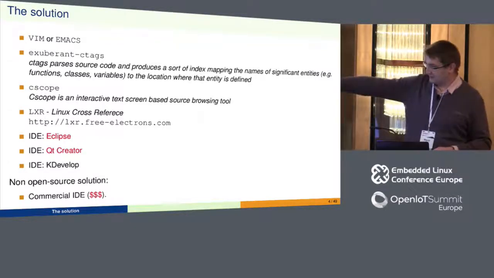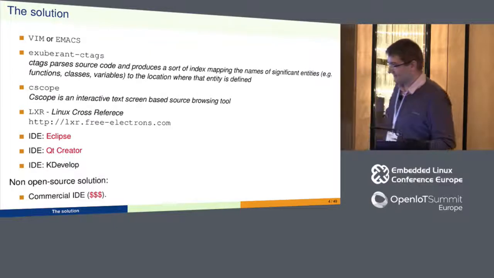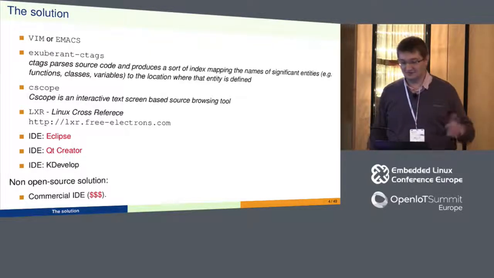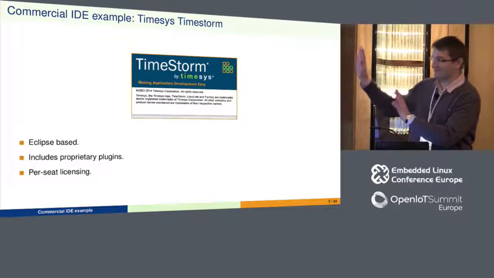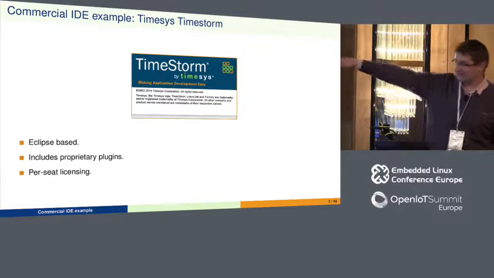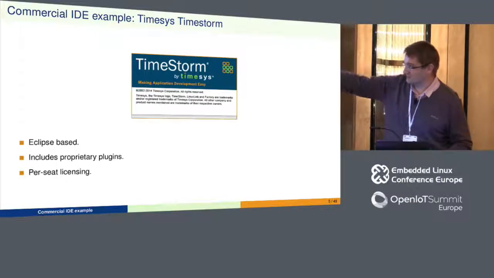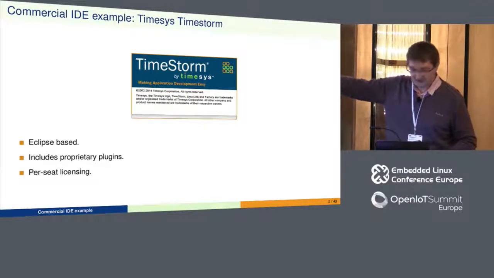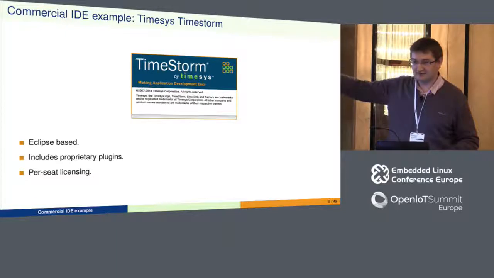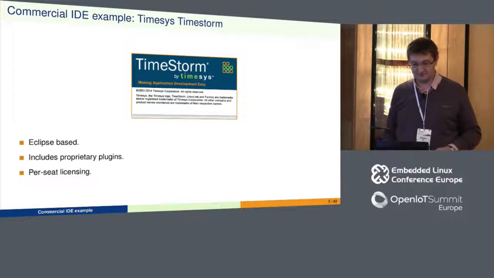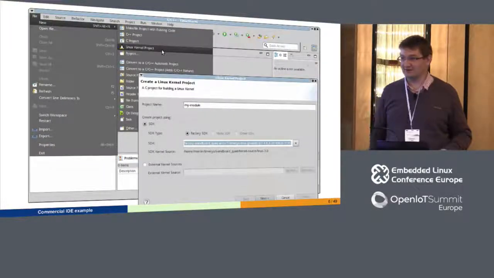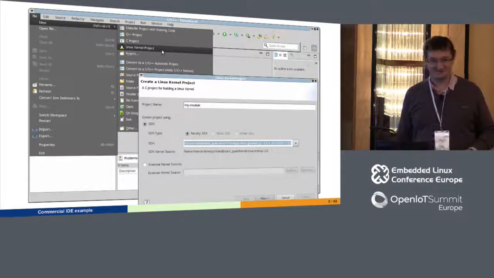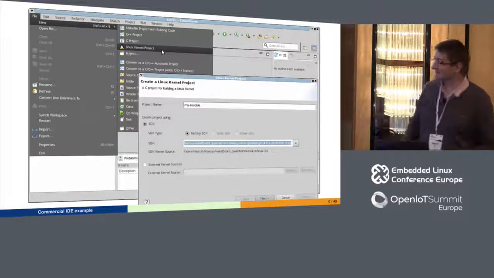So this is the last solution. We can have a commercial IDE, pay $1, usually per seat. And here's an example. It's not an advertisement. I'm not affiliated with the company, but well, it's Eclipse-based. I used it in a project. It includes proprietary plugins, which the Eclipse license allows, and it's licensed per seat. So you can just pay $1 and have a one-click install of the Linux kernel project. Yeah. So that's all for today. Thank you.